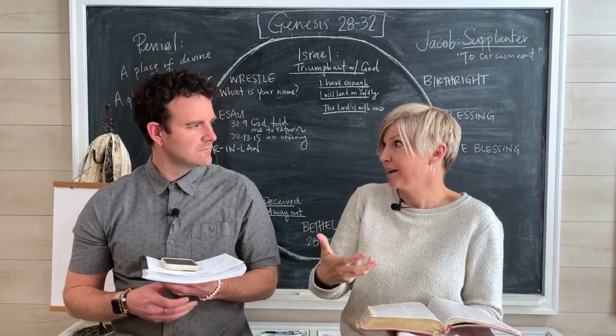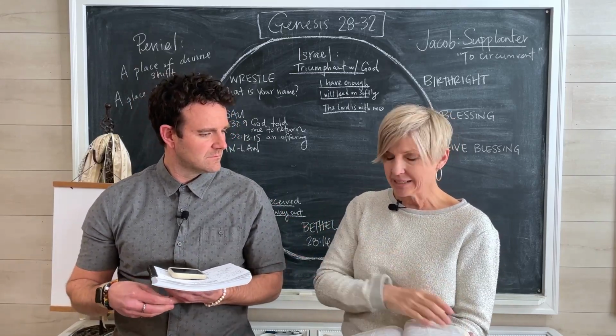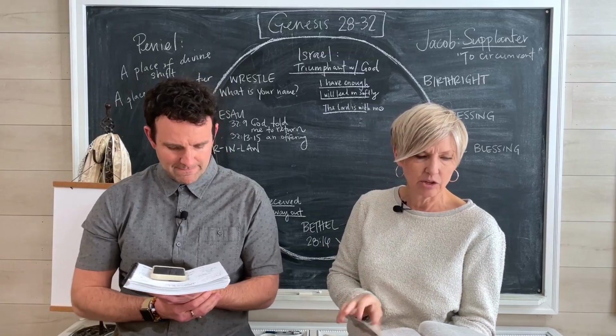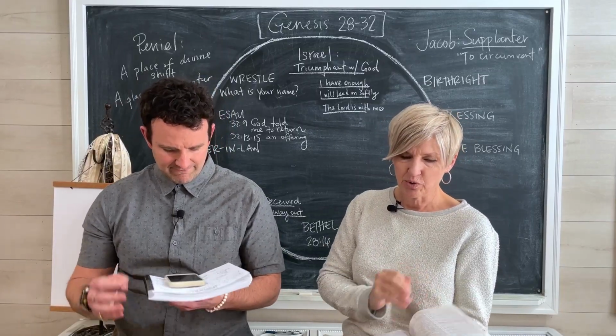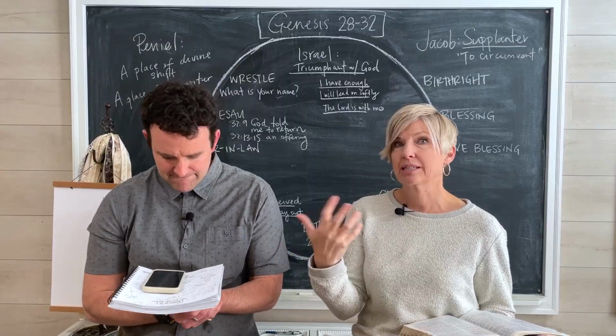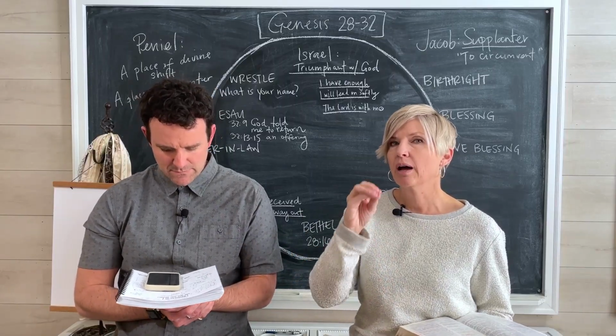And that's who Jacob becomes. And we want to go back to this one part of the story that we love, and it's in the wrestle. It's in chapter 32. There's that moment when the Lord says to Jacob, who are you?